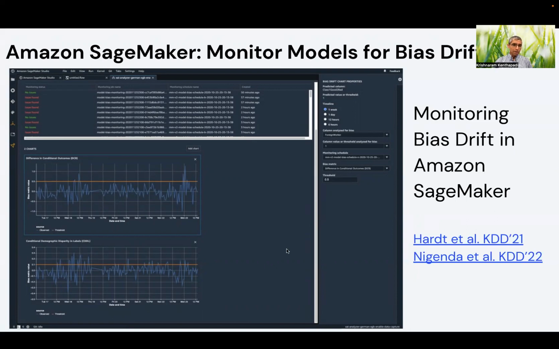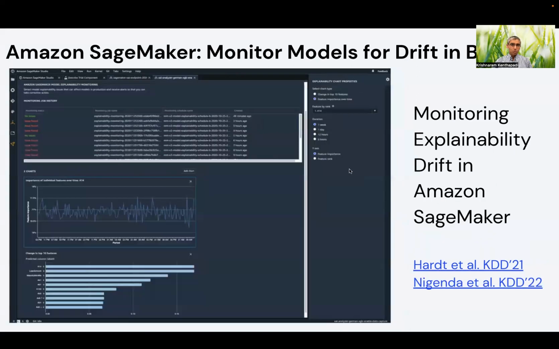Here, the model developer or the stakeholder has chosen two different bias metrics, difference in conditional outcomes and conditional demographic disparity in labels. They have also set a threshold, shown by the orange line here. Whenever the observed bias measure exceeds the threshold in a statistically significant manner, the model developer can choose to get alerted so that they can then decide whether any intervention is needed and any corrective action needs to be applied. This is done as part of Amazon SageMaker Clarify and SageMaker Model Monitor. If you're interested in details, please refer to our papers which appeared in KDD 2021 and 2022.